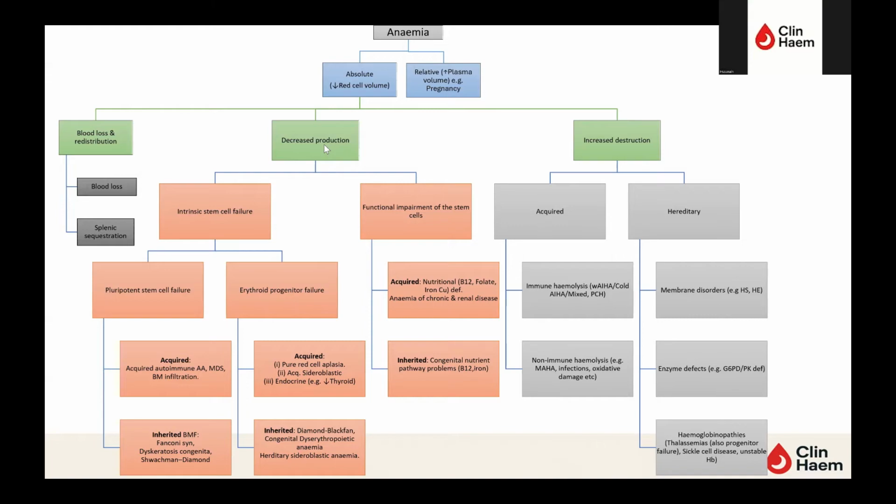And then coming to decreased production, it can basically be from one or two things. Intrinsic stem cell failure, so a problem with the stem cell number or function itself, and or it could be a functional impairment of the stem cells from other problems. In the first subsection, there could be an intrinsic problem with the pluripotent stem cell, the one that I showed you at the top. Of course, that will likely give you more than just anemia. It will give you multilineage cytopenias, etc.